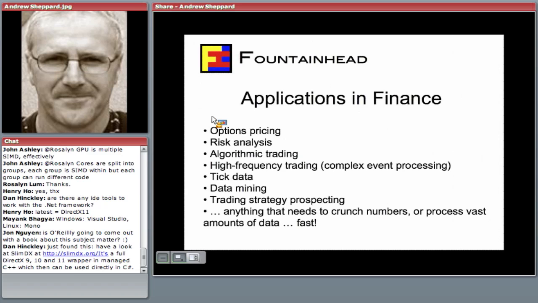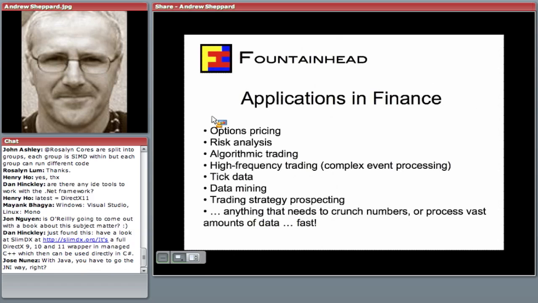So, applications in finance. Currently, I see GPUs being used for option pricing, financial derivatives quite a lot, risk analysis, algorithmic trading, and high-frequency trading. That's where essentially you take real-time data, do complex event processing, try and pick out profitable patterns, and the machine itself might actually place the trades. Also data mining in terms of tick data, again finding profitable strategies from different types of data sets and so on. Basically, GPUs are very good for anything that needs large amounts of computation and, oftentimes, large amounts of data.